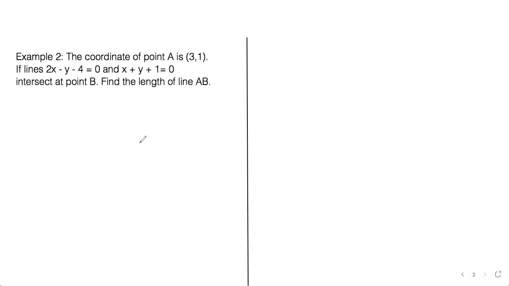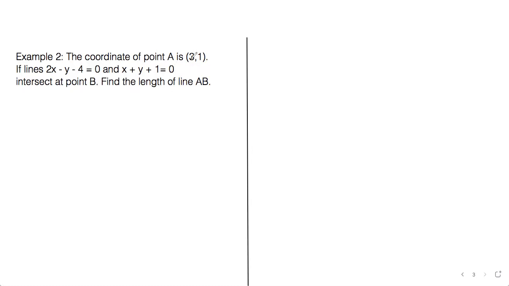So in this example, we are given the coordinate of point A. The coordinate of point A is 3, 1. And we're told that if lines 2x minus y minus 4 equals 0, and x plus y plus 1 equals 0, intersect at point B, find the length of line AB.